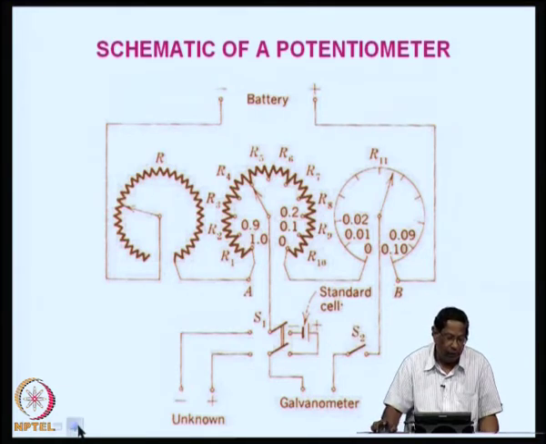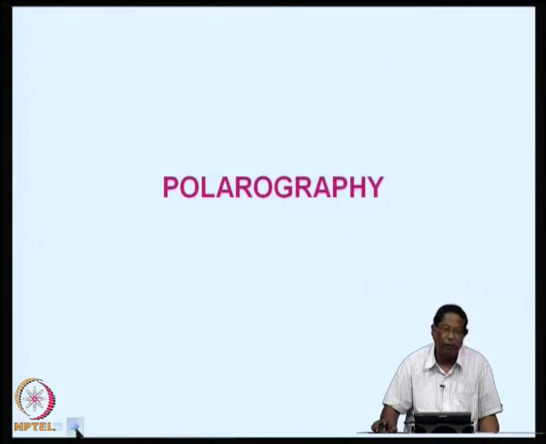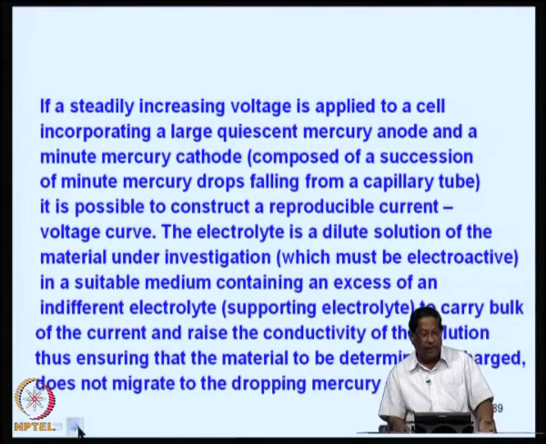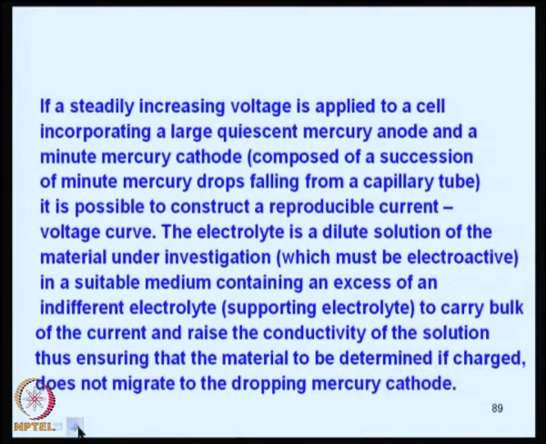Now, we will close our discussion on the potentiometer and continue our discussions on polarography. Polarography is a technique used to measure the current when an applied potential is impressed on a solution in which a mercury drop is used, falling from a capillary.